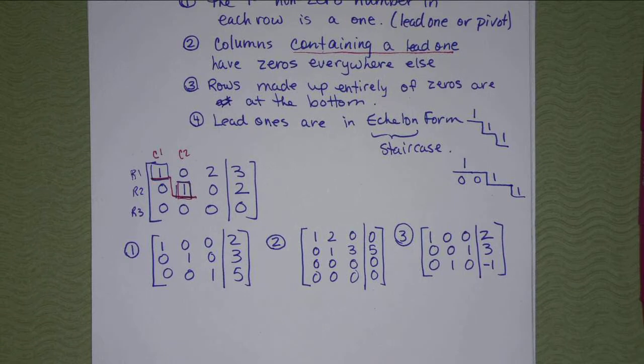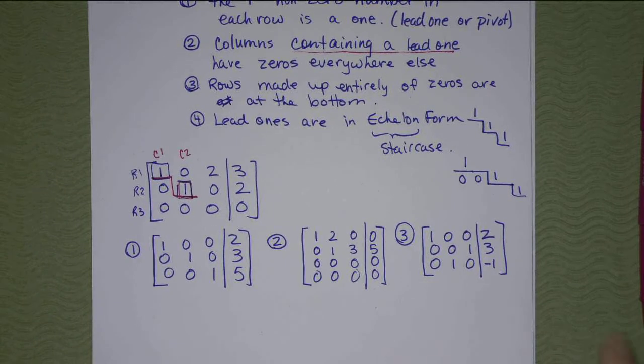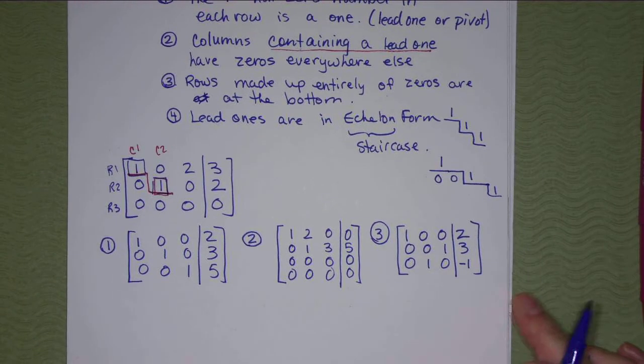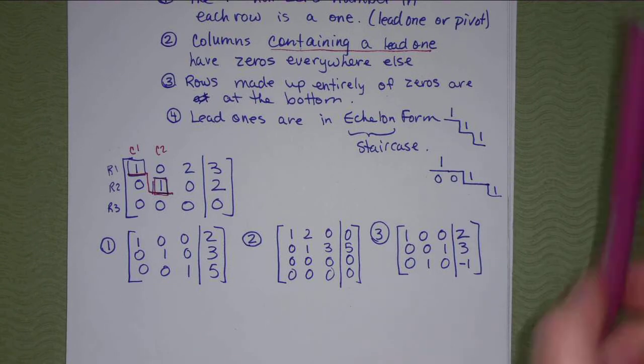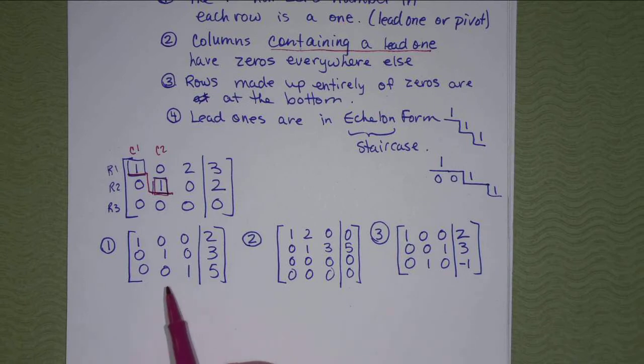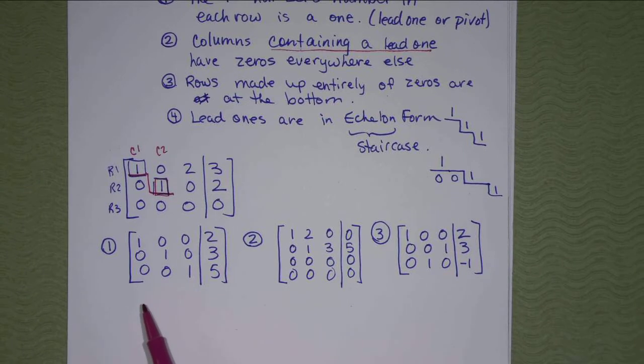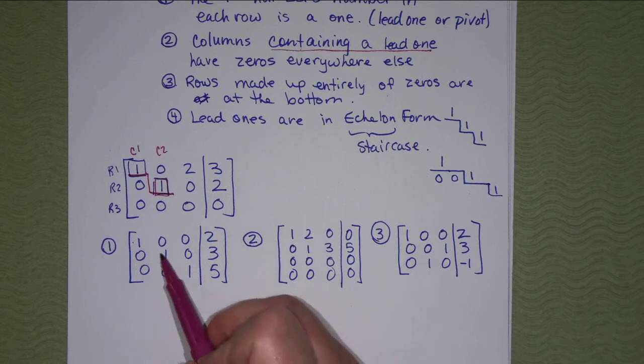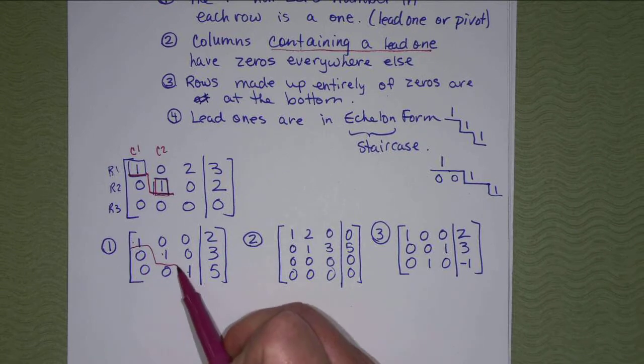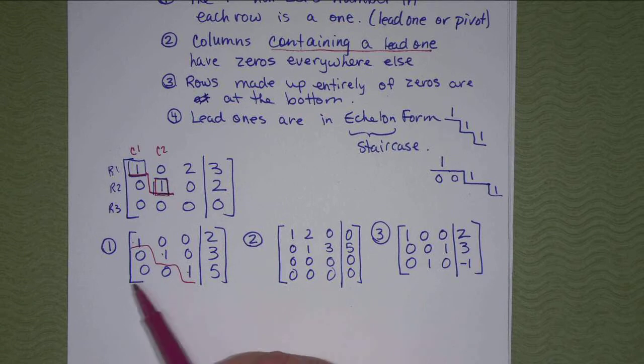Okay, we'll start with these 3. So the first one. Yes or no? Yeah. The first number in each row is a 1. They go in that staircase form. That's a nice, perfect diagonal. And everywhere else is zeros, and there's no rows of zeros to put at the bottom, so we're okay.